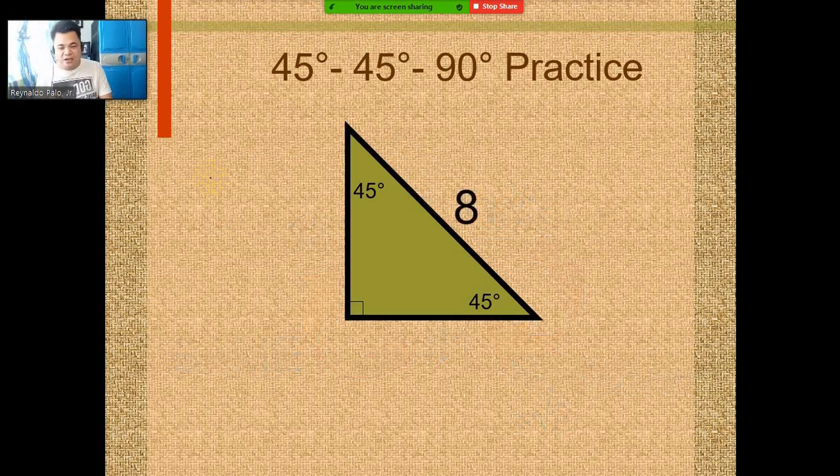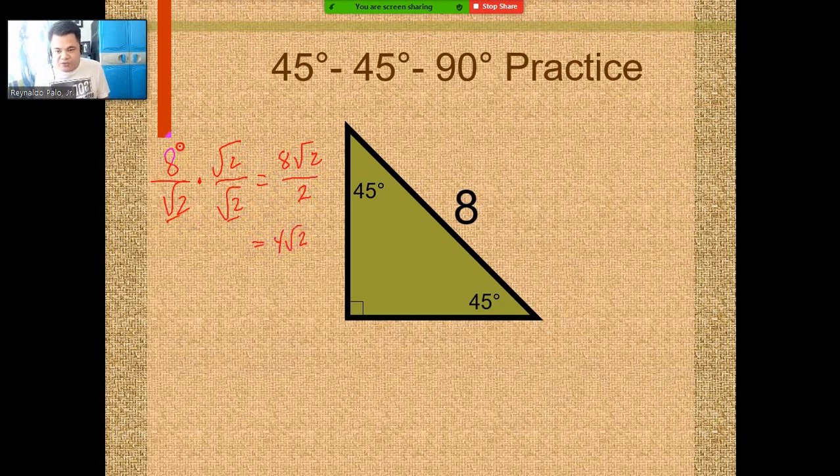Right? Next, if that is 8, divide it by square root of 2. So as you can see, the denominator is a radical, so we need to rationalize this one by multiplying it by the fraction square root of 2 over square root of 2. 8 times square root of 2 is 8 square root of 2, and then square root of 2 times square root of 2 is 2. 8 divided by 2 is 4. So therefore, the leg measures 4 square root of 2.